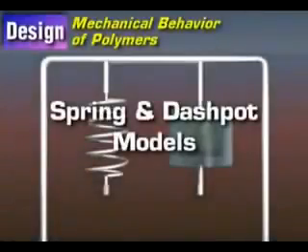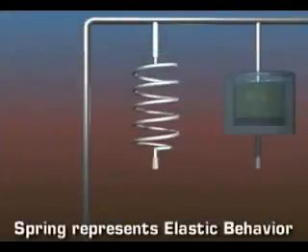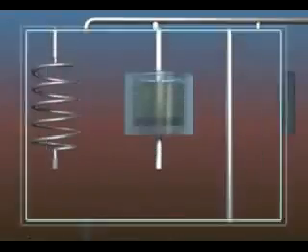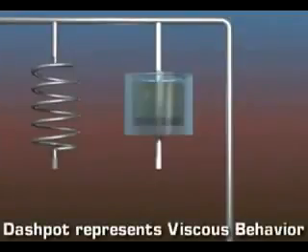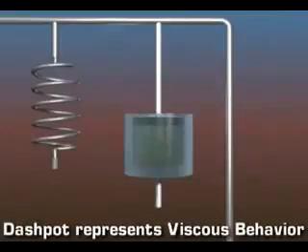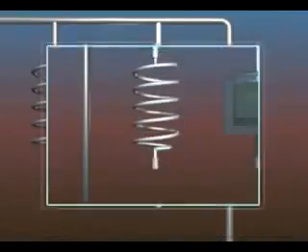Another method of understanding a polymer's behavior is the spring and dashpot model. The spring represents the elastic behavior of the polymer. The elastic portion of the model acts as a metal and has fully recoverable strain. The dashpot represents the viscous behavior of the polymer. The viscous portion of the model acts as a fluid and has unrecoverable strain.